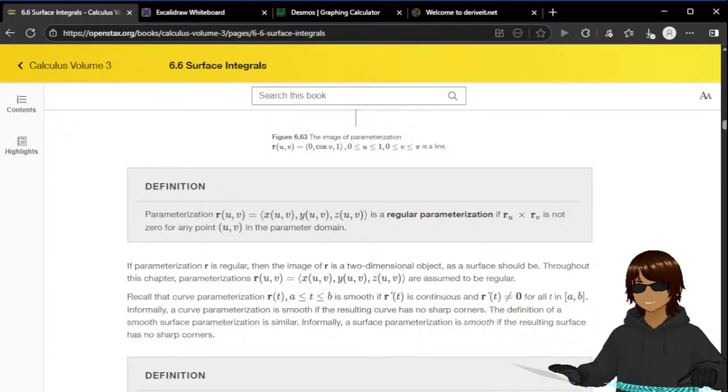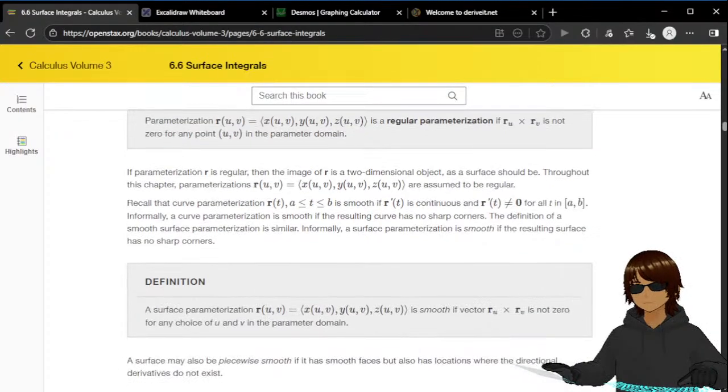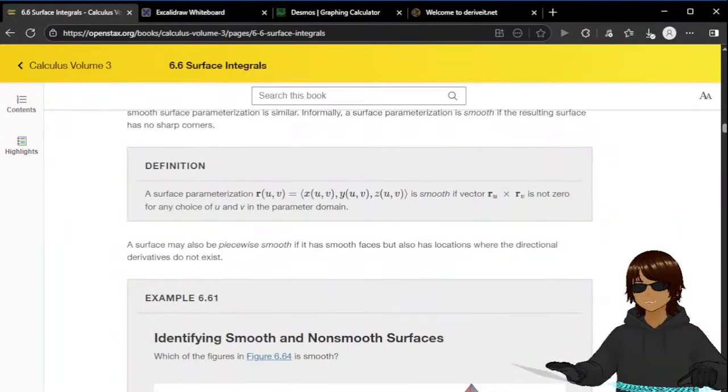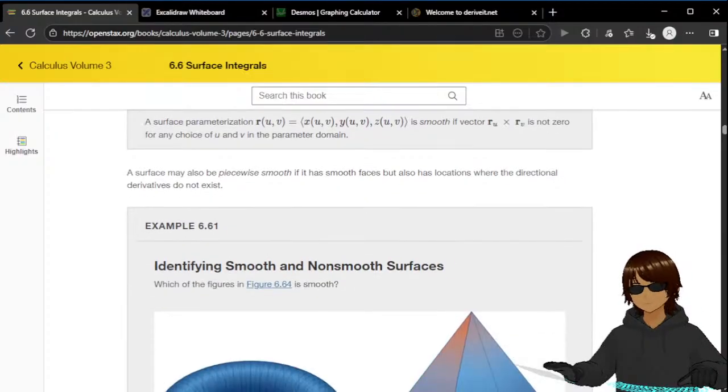Recall that the curve parameterization r(t) is smooth if the derivative of r is continuous and the derivative of r is not 0 for all t. Informally, a curve parameterization is smooth if the resulting curve has no sharp corners. The definition of a smooth surface parameterization is similar. Informally, a surface parameterization is smooth if the resulting surface has no sharp corners. Surface parameterization r(u,v) is smooth if the vector r_u cross r_v is not zero for any choice of u and v in the parameter domain.